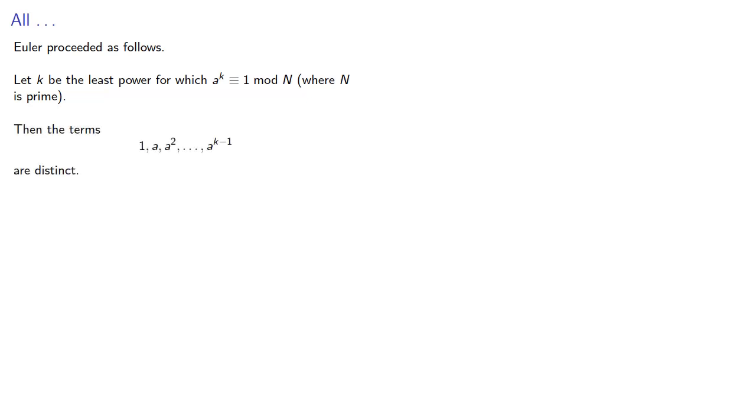So Euler proceeded as follows. Let k be the least power for which a to the power k is congruent to 1 mod n, where, again, we're assuming that n is prime. Then the terms 1, a, a squared, and so on, up to a to the power k minus 1, have to be distinct. And for reference purposes, we'll call this set A.